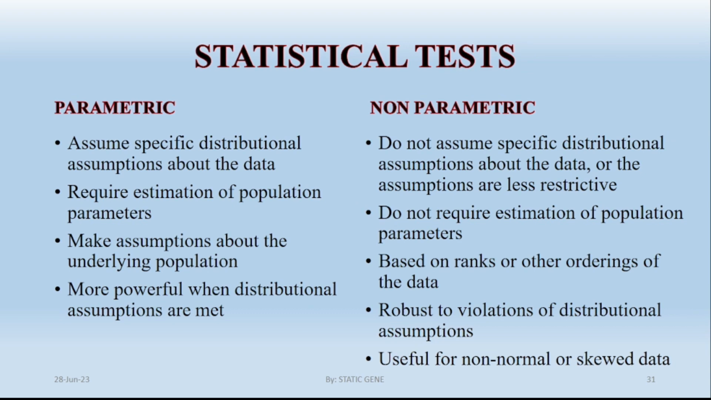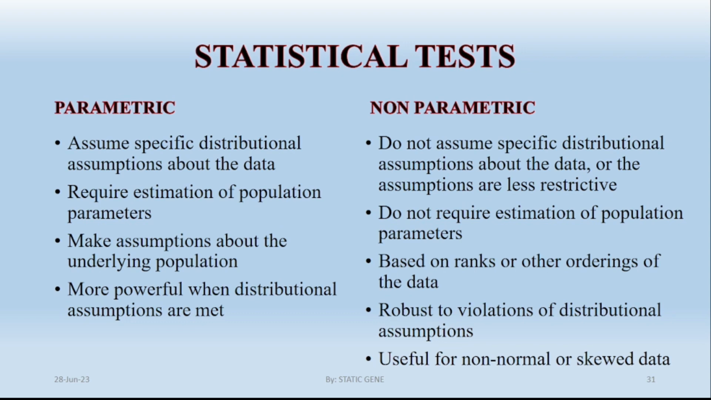In parametric, it also requires estimation of population parameters, because you need to have a full data set for you to be able to have a normal distribution. But in non-parametric, it doesn't require any estimation. You deal with what's available at hand. Also, in parametric, it makes assumptions about the underlying population. There are so many assumptions, we have already talked about it. But in non-parametric, it doesn't make some of those assumptions.